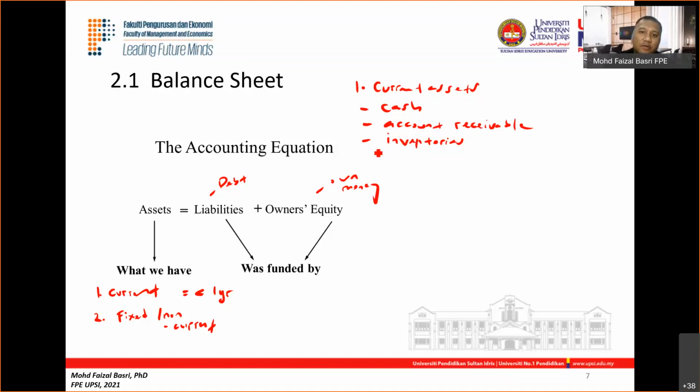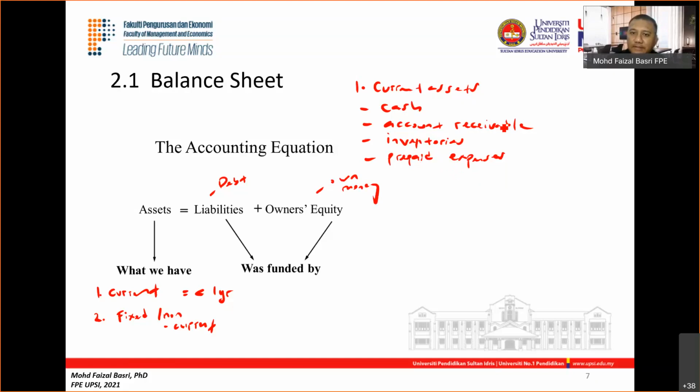And one more, we call them prepaid expenses. Prepaid expenses are basically expenses that you have paid upfront, in advance. For example, rental. If the company rents an office, but let's say now it's March, and the company's policy is always to pay 1 year of rental upfront, then the amount of rental from April until December will be parked under prepaid expenses. Even though it's already paid in advance, that amount of money is considered under assets because the expense hasn't actually happened yet. Therefore, it will be parked under prepaid expenses.